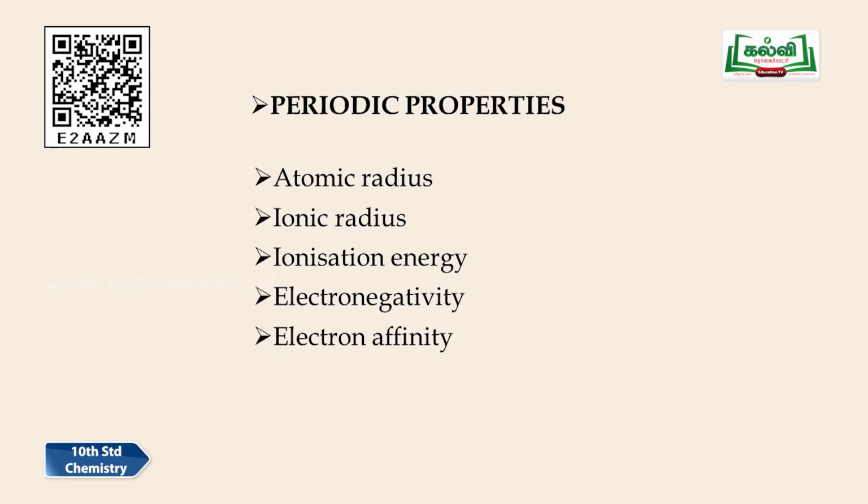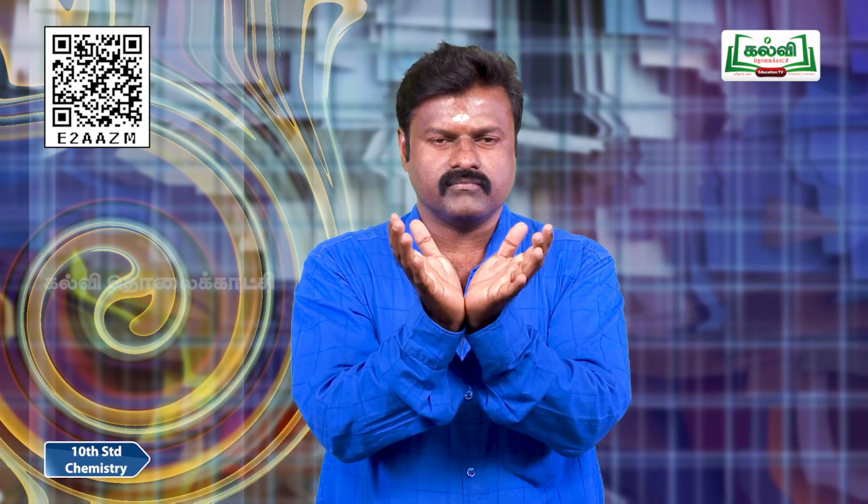Now we can look into some periodic properties: atomic radius, ionic radius, ionization energy, electronegativity, and electron affinity, right? Okay, what is atomic radius? Just imagine an atom, right?